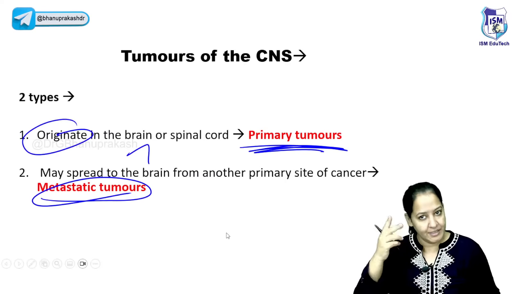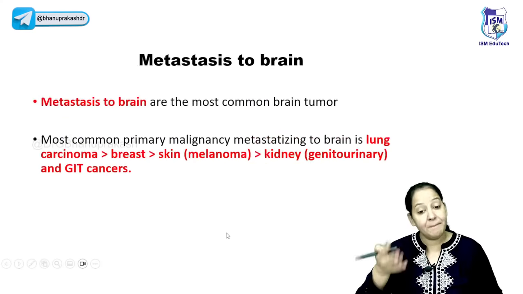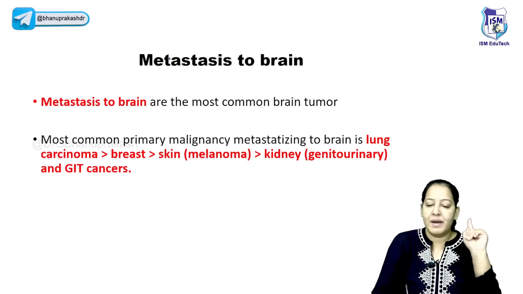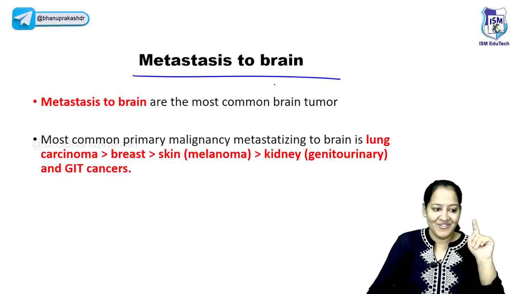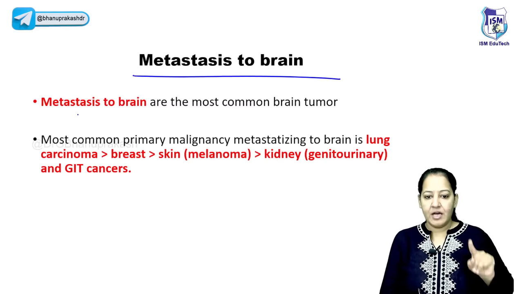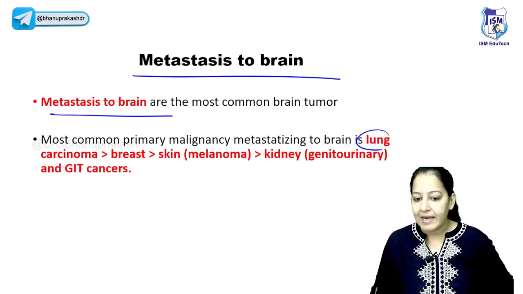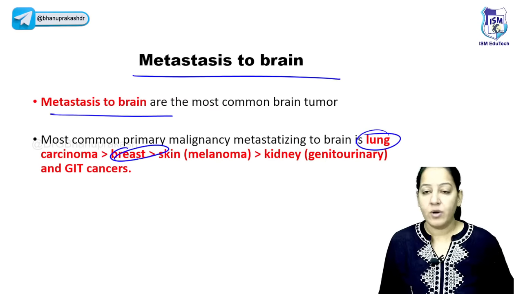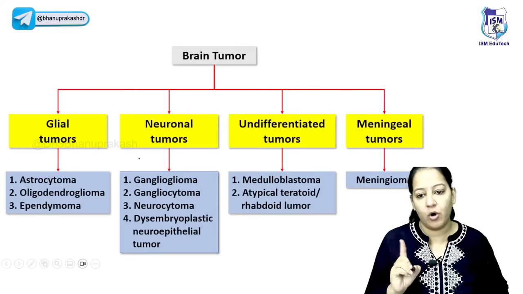Which is more common in the brain or spinal cord, the primary or the secondary? Secondaries are more common. The metastatic tumors are more common. Secondaries to the brain are much more common. And the most common tumor which sends secondary to the brain is the lung, followed by breast. So lung tumor sends secondary, followed by breast, to the brain. These all are your questions.